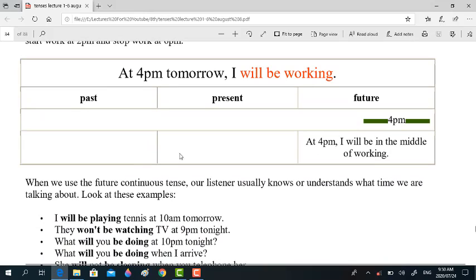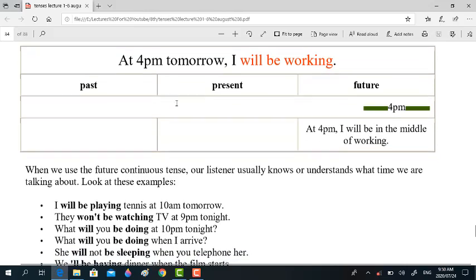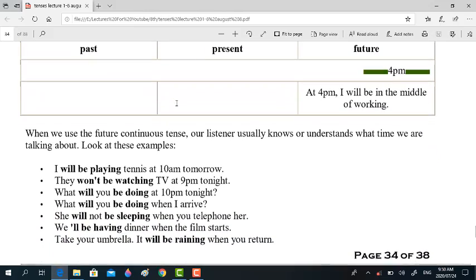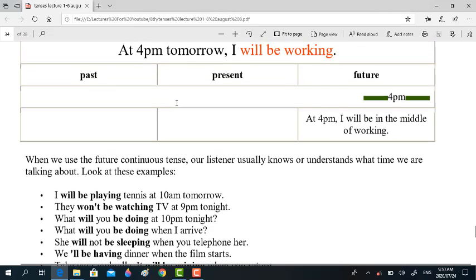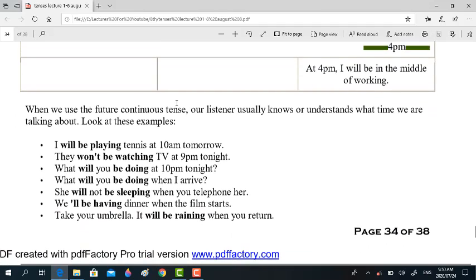These are figures, just learn about that. This is important to be noted that future progressive or future continuous tense shows an action in progress at certain point in the future, right?